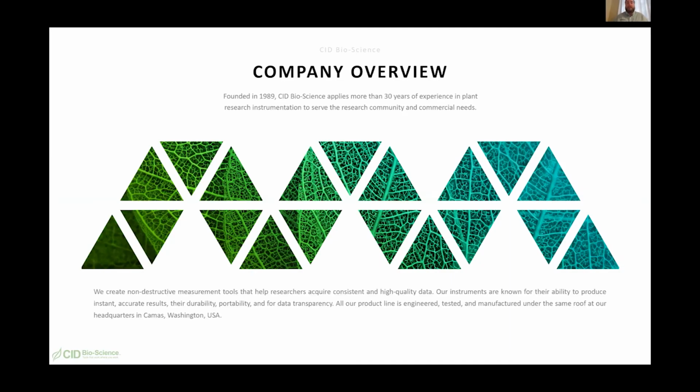A little bit about our company. CID Bioscience was founded in 1989, and so we have more than 30 years of experience building plant research instrumentation that can serve the research community as well as commercial needs. What we do is create non-destructive measurement tools that help researchers acquire more consistent and high-quality data. Our instruments are known for their ability to produce instant accurate results. All of our instruments are field-ready, durable, portable, with full data transparency. And we're really proud of the fact that we do all of the engineering, testing, and manufacturing under the same roof at our headquarters in Camas, Washington in the United States.